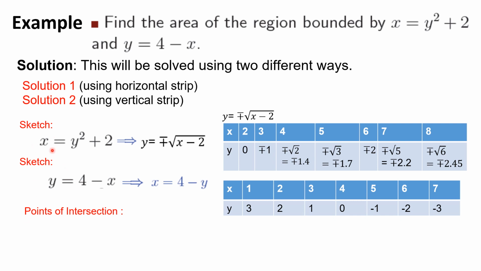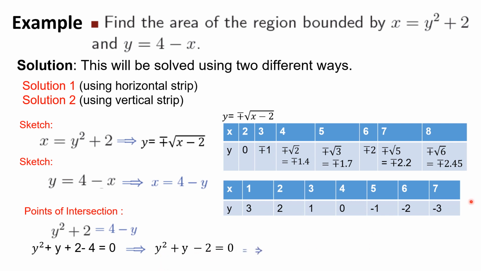When you equate these, x equals y squared plus 2, and the other one is x equals 4 minus y. That should give us y squared plus 2 equals 4 minus y. That means you can rewrite this as y squared plus y plus 2 minus 4 equals 0. Solving further, we have y squared plus y minus 2 equals 0.